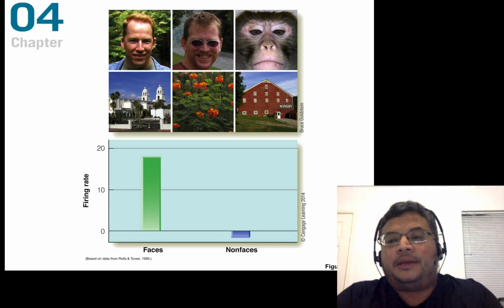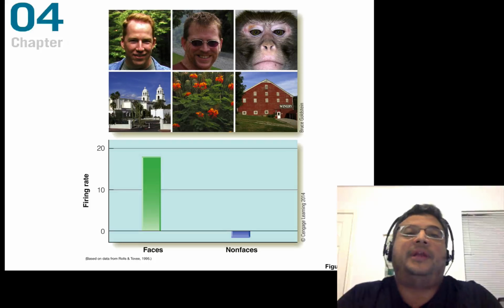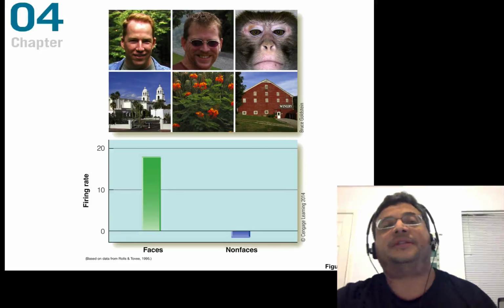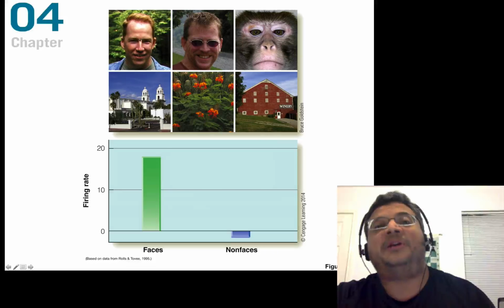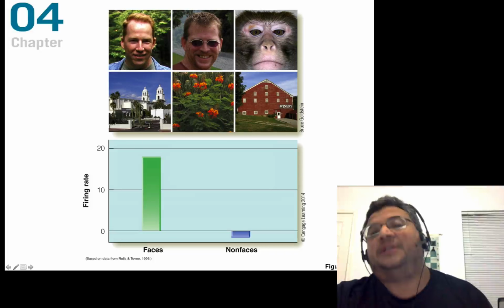So in this slide, which is from page 87 in your textbook, we see some really interesting data from the firing rate of neurons in the inferotemporal area. Whenever you record from neurons in the IT area of the cortex, in monkeys, and present faces, even human faces, you get a very high firing rate, as opposed to non-faces like flowers and buildings and things like that.